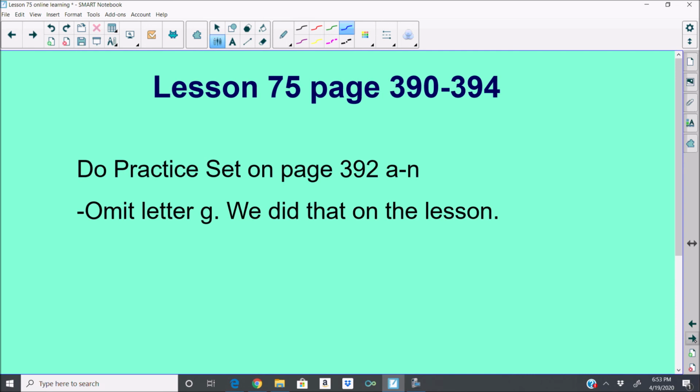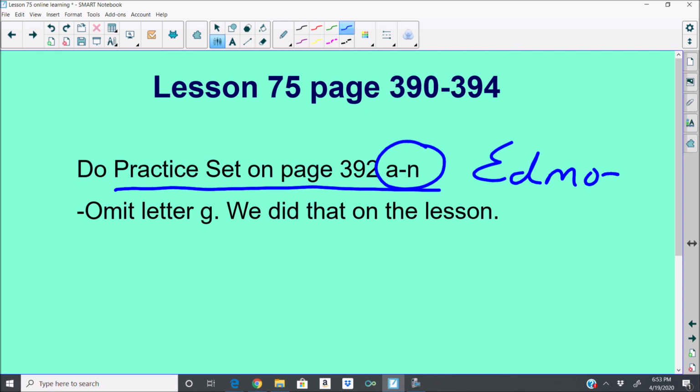So your assignment is to do the practice set on page 392, A through N. You do not have to do letter G because that's one of the examples that I used for you here. So A through N, and you're going to figure those out and then go on Edmodo, enter your answers, and you should be able to see your grade right away. Make sure that you use the percent sign when you are asked to write something as a percent, because Edmodo, I'll have it set for that. So if you don't include that on your answer and it requires it, it would not be right.